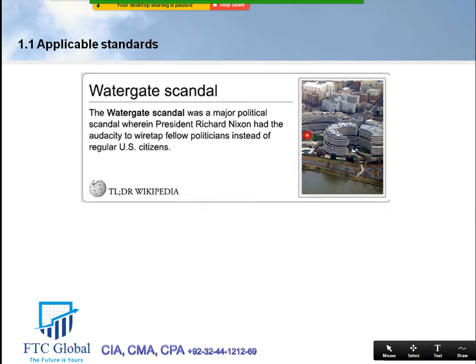In the 1970s, there was the Watergate scandal, very famous. This Watergate scandal is so famous that people started using words like Memogate or Panama Gate and something like this. So Watergate is, in fact, the word that has been used. What was the background? It was a major political scandal where President Richard Nixon had the audacity to wiretap fellow politicians instead of regular US citizens. Normally the calls of regular US citizens are tapped to see if there is anything illegal going on. But instead, Richard Nixon ordered the wiretapping of fellow politicians.